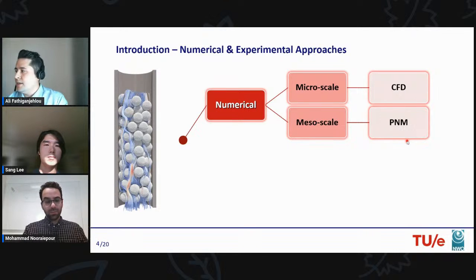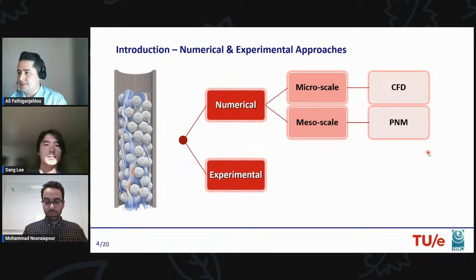PNM is also able to provide partially resolved local results, of course not as resolved as CFD. It can also provide accurate results, but for that we usually need an initial calibration for the pore network model. This calibration can be performed using CFD or experiments. Once the PNM is calibrated, it can be used for further analysis.